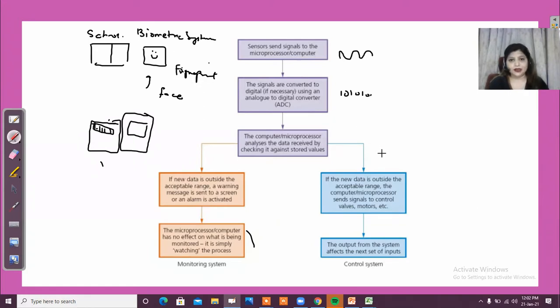But if somebody who is not part of your school system is trying to enter your school gate, and the new data is outside the acceptance range, what is going to happen is that a signal is sent to the computer, informing the owners that somebody who does not belong to that particular system is trying to enter. This is what we call controlling the system. Is it clear to you now? As we move ahead, the concept is going to be much clearer. Let me erase this board and move on to the next slide.